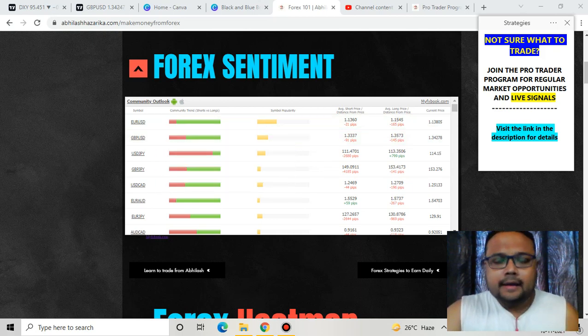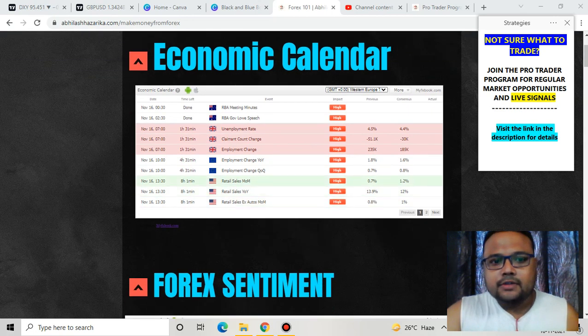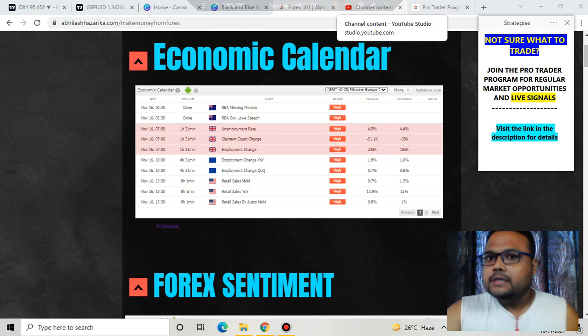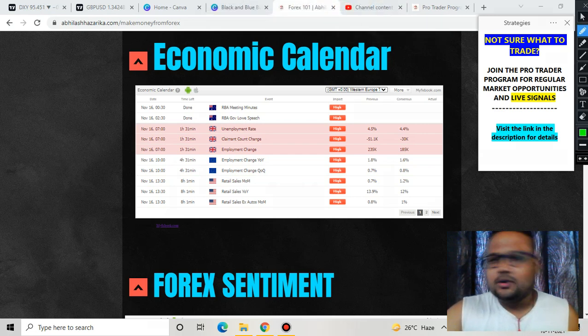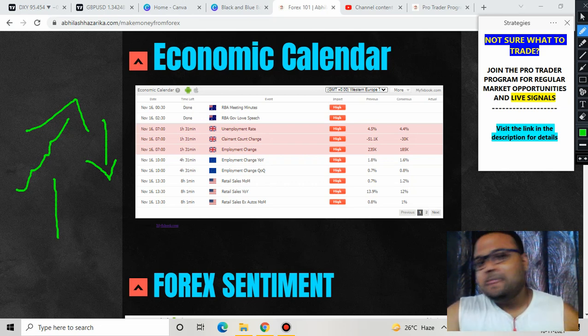Today we also have an event coming up after 8 hours. You can see the retail sales report coming up on US dollar. If the report is positive, then obviously we will see US dollar going up again, and there may be some selling on GBP USD. On the other hand, if after the event US dollar starts going down, then GBP USD will be going up.